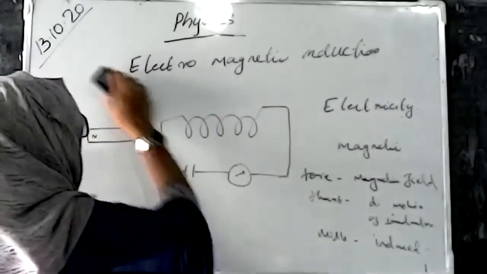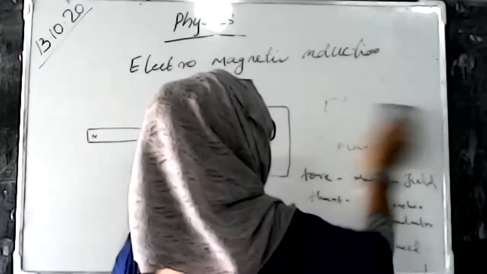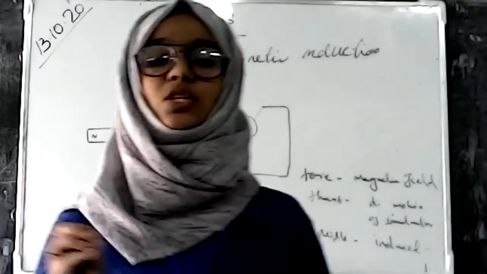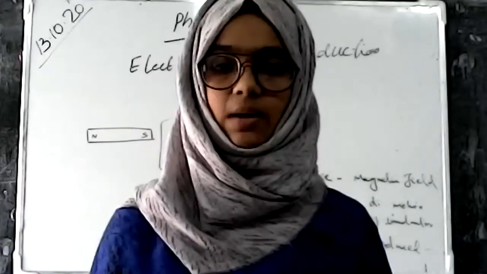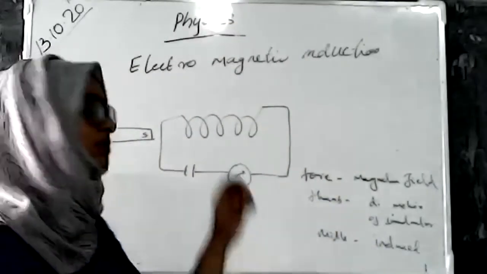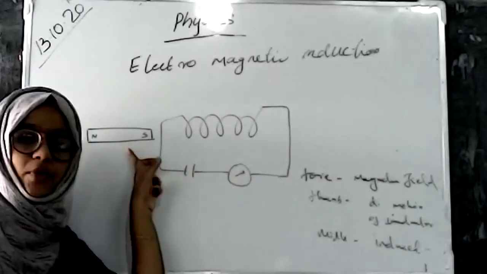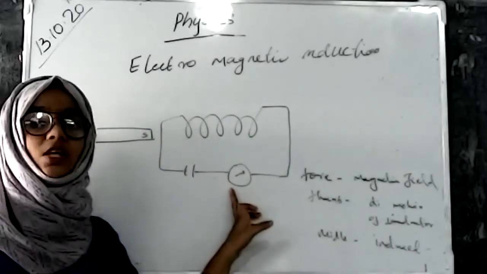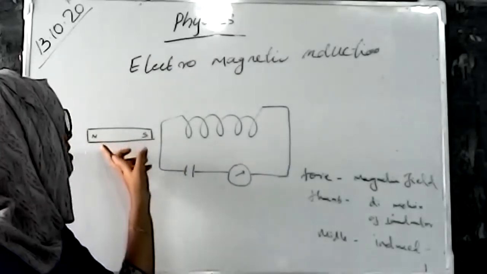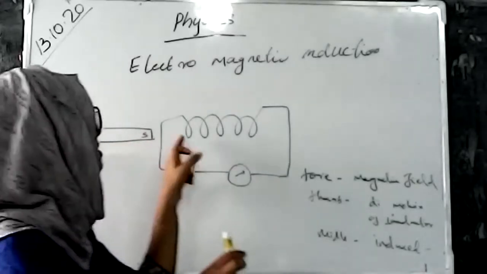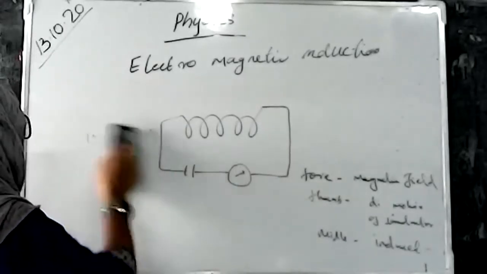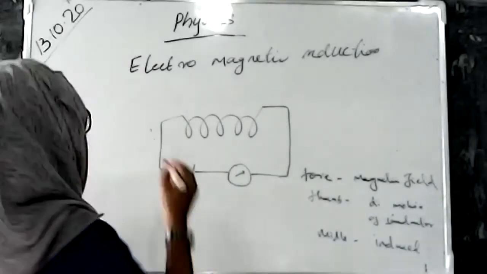Okay. And we have to discuss the current or the induced EMF being produced here. We say that here a current is being produced. That is, the galvanometer shows a deflection when this bar magnet comes inside the solenoid. There is a deflection of the galvanometer.